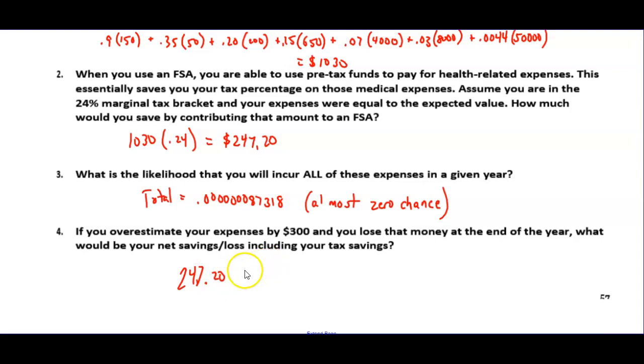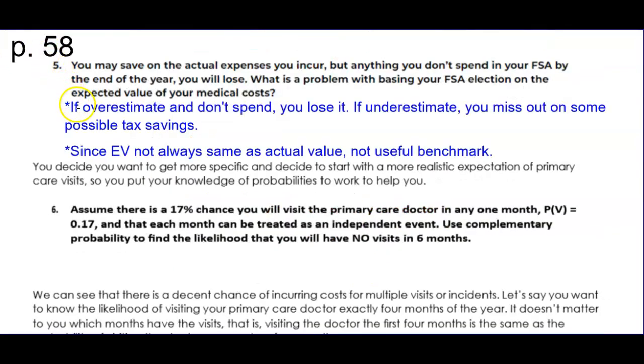247.20. If I subtract off the $300 that I lose by not incurring those expenses, that money just vanishes, then what I end up with is a negative $53. So that would be my loss. So anytime that you elect less than you spend, anytime you set up the account for less than you spend, you are going to lose some money. So the question is, did you lose more than what you saved in taxes, or was it equal, or was it more?